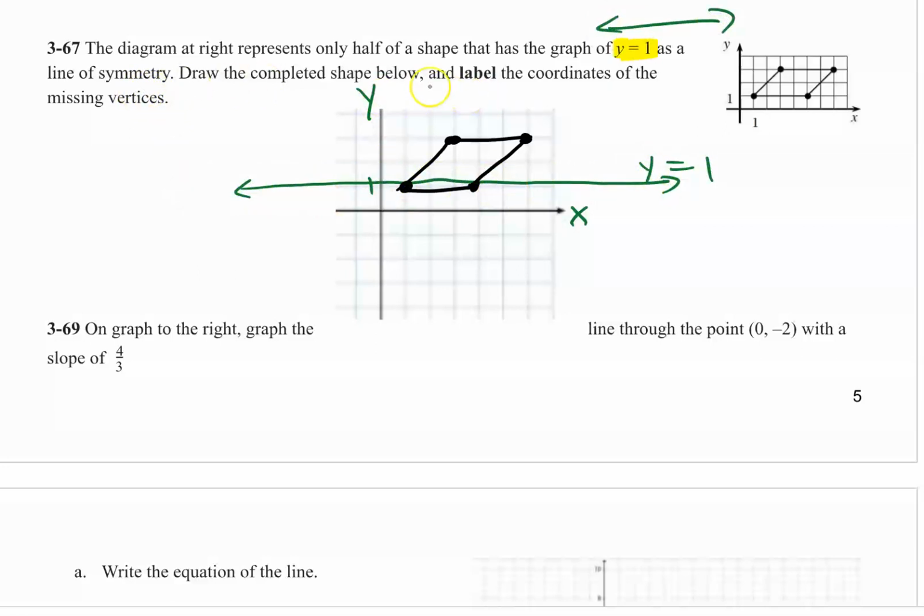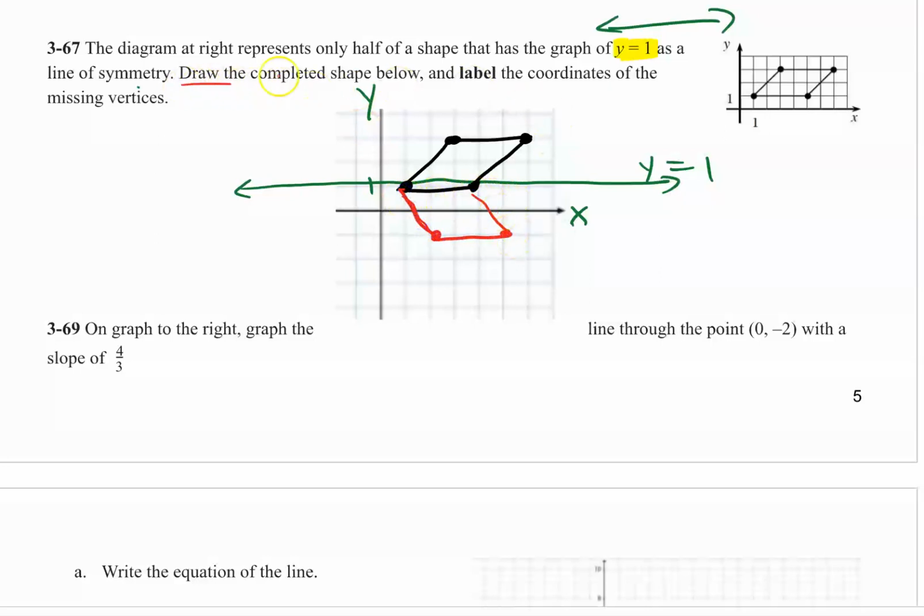Alright, draw the completed shape below, label the coordinates of the missing vertices. Line of symmetry, that's a mirror image. So this is going to get mirrored and flipped over that line. Just like that.